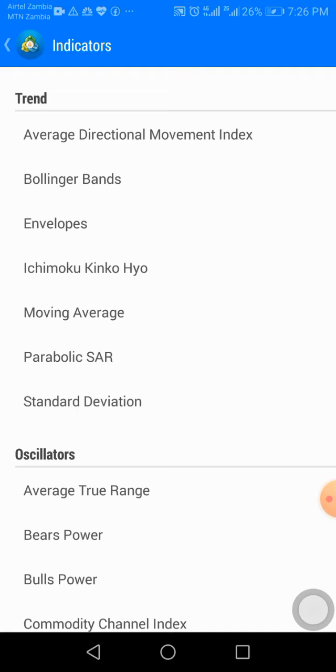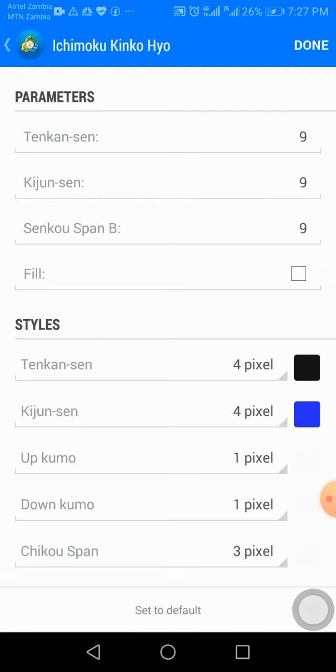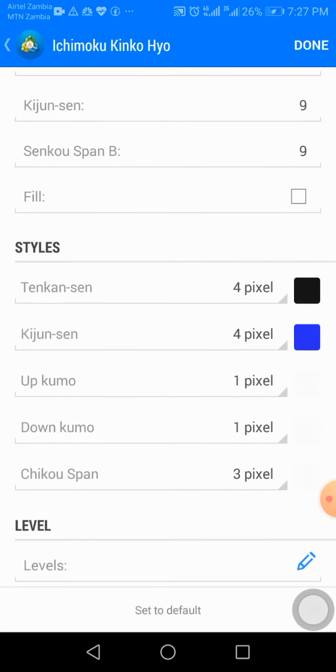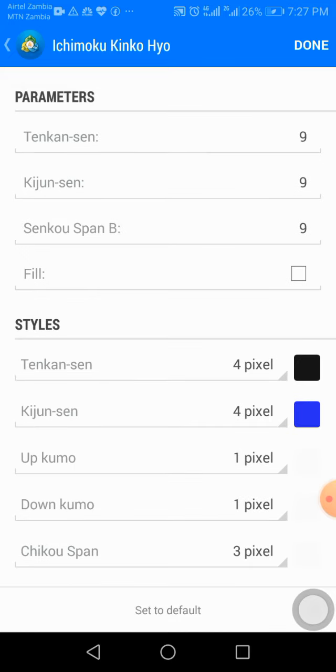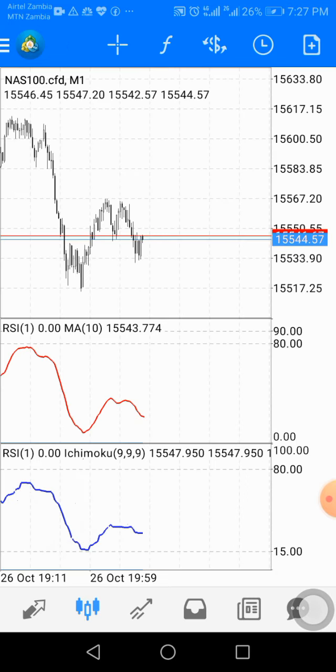I don't really know how you pronounce that, but yes, it's also among the trend indicators. So the Ichimoku, as you can see. Make sure the parameters and everything else are exactly the same, because usually it's not like this. Usually it's on its default settings, so you should make sure that you change the settings. With the parameters, it's supposed to be 9, 9, 9. Don't tick the fill box. And with the styles, it's 4, 4, 1, 1 and 3. With that being said, you can press done like that.